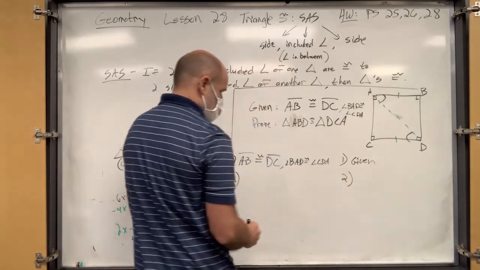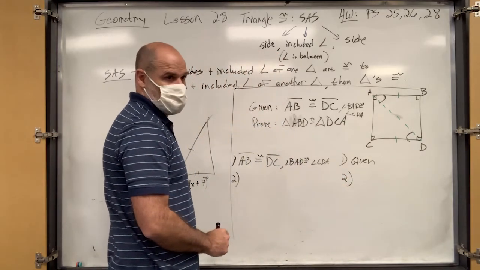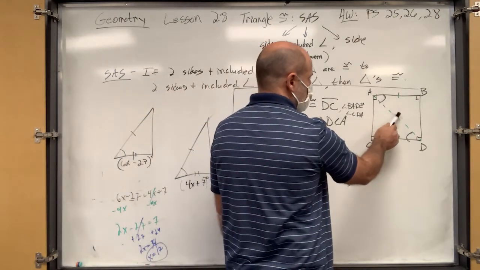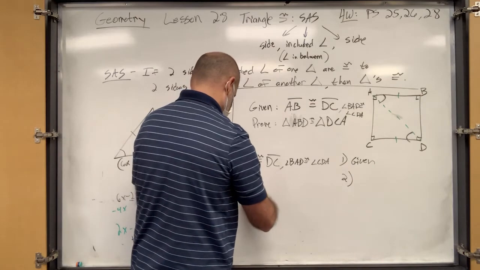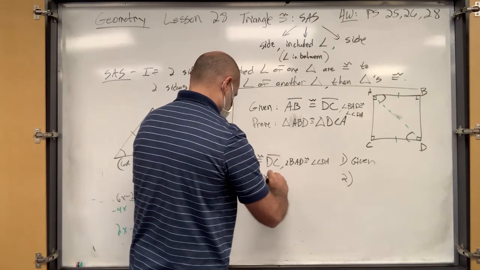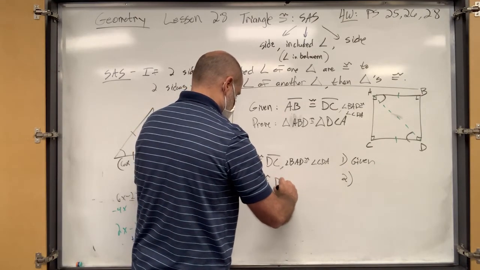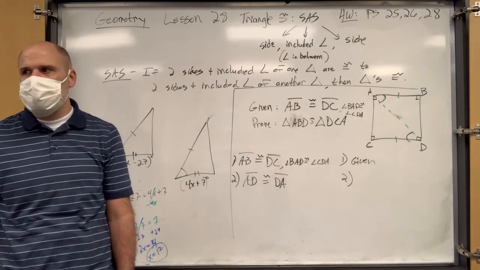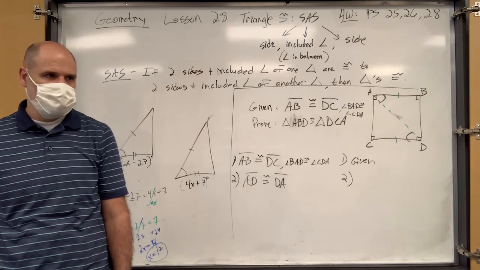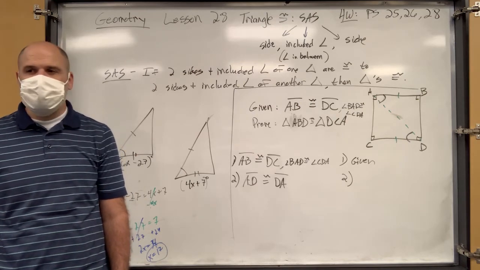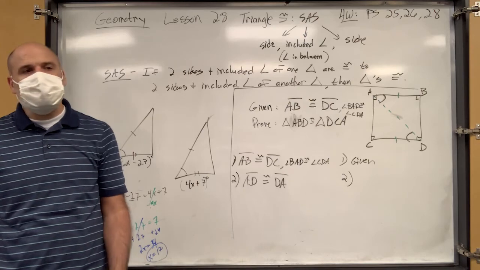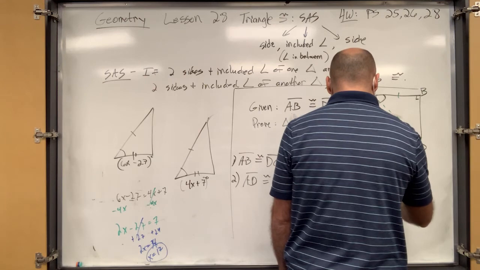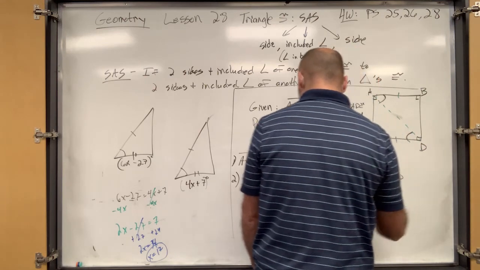So what can I say next? Is the angle of BAD and CDA congruent, or AD and DA? Why can I say that those are congruent? AD is congruent to DA because it's a dotted line and it goes up and down. Reflexive property. It's congruent to itself.